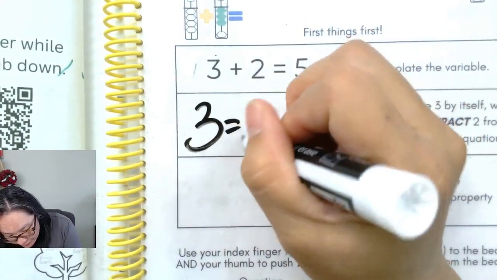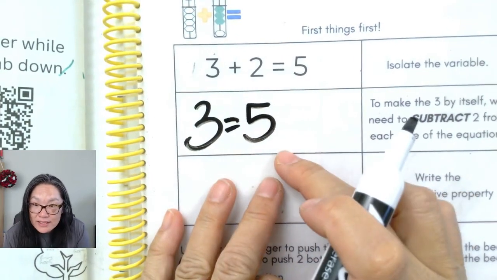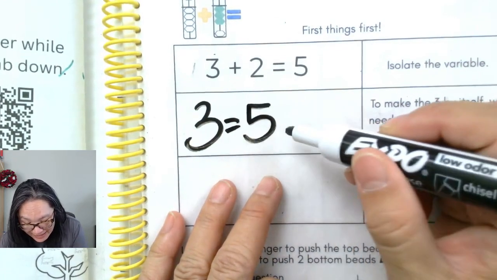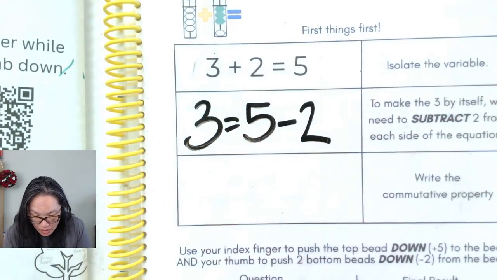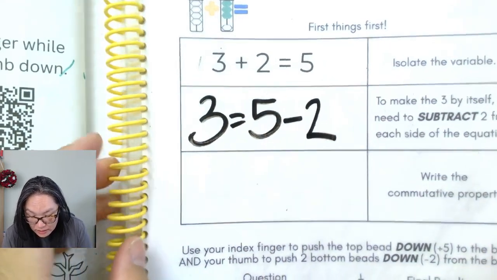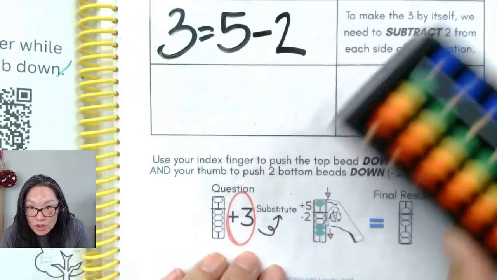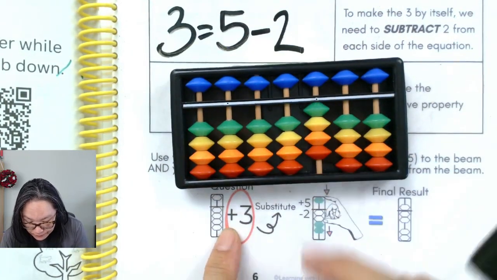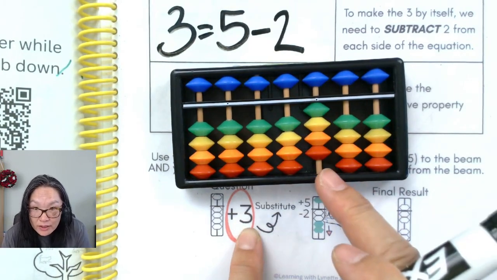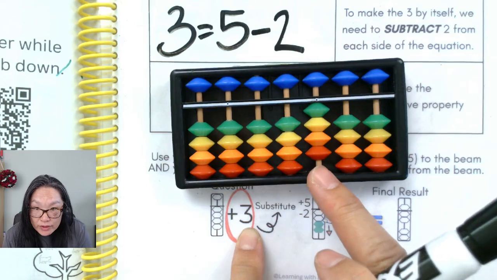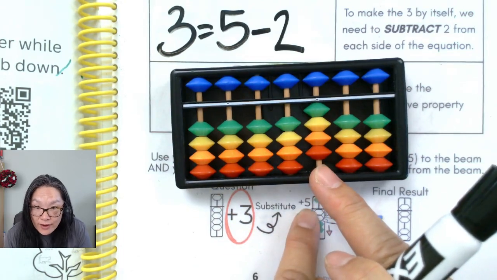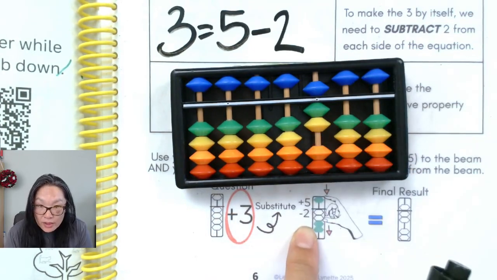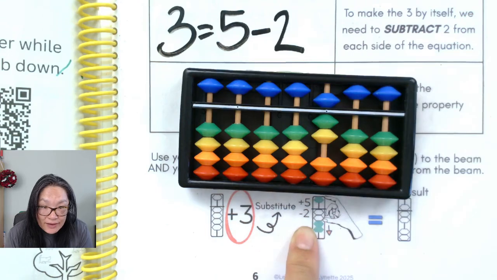Equal to 5. Because it's equal to 5, this is not balanced. We need to balance the equation. To balance the equation, we need to minus the 2. So now we can substitute. My question is, I have 4. When I want to add the 3, there's not enough beads to add the 3. So I need to plus the 5 minus the 2. I'm going to plus the 5 and take away the 2. And my final answer is 7.